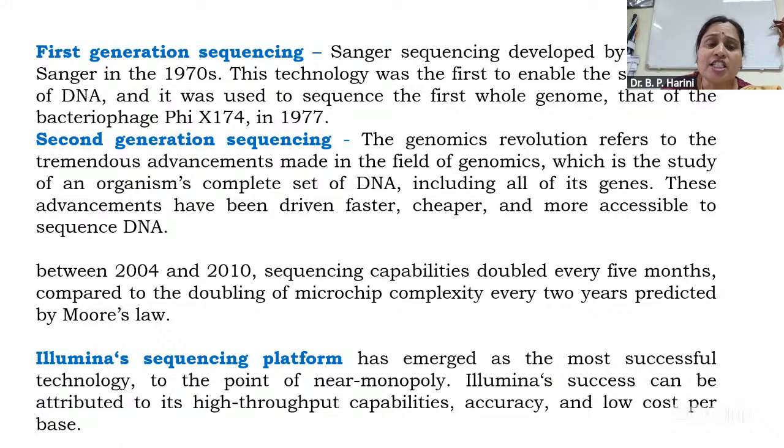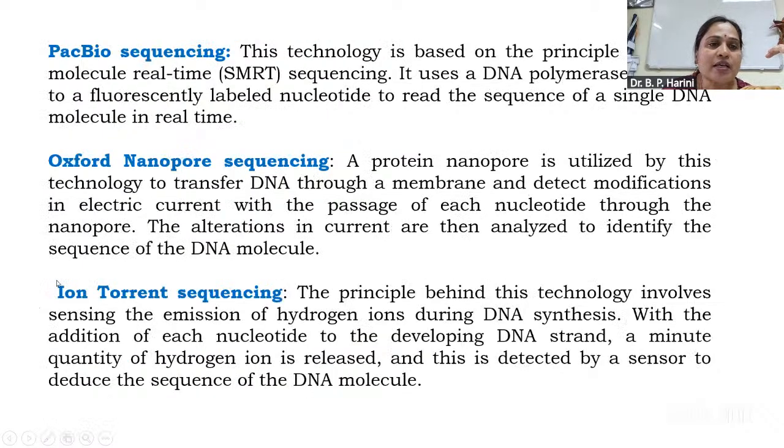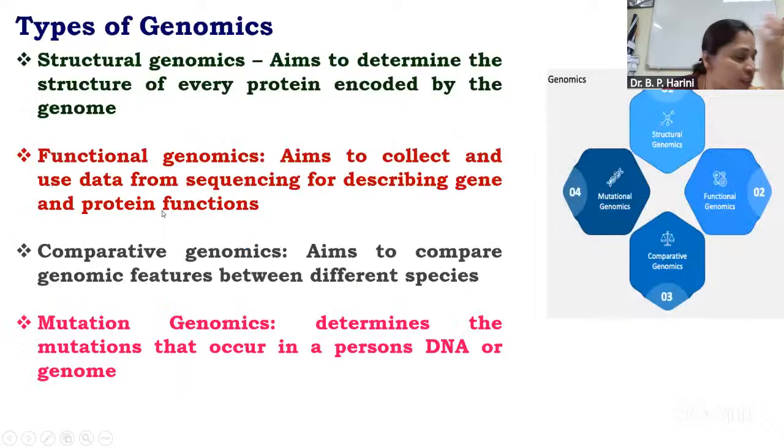So there are many sequencing technologies that have arisen, right? Like first generation sequencing, and then we have second generation. Each sequencing technology has given rise to a lot of modulations, with first generation sequencing, then a little bit more advanced second generation sequencing. We have the Illumina sequencing platform, which has emerged as the most successful technology, to the point of a near monopoly. Illumina's success can be attributed to its high throughput capabilities, accuracy, and low cost per base, followed by PacBio sequencing, then Oxford Nanopore sequencing, and Ion Torrent sequencing. All these sequencing technologies have led to polished DNA sequencing within a short time.